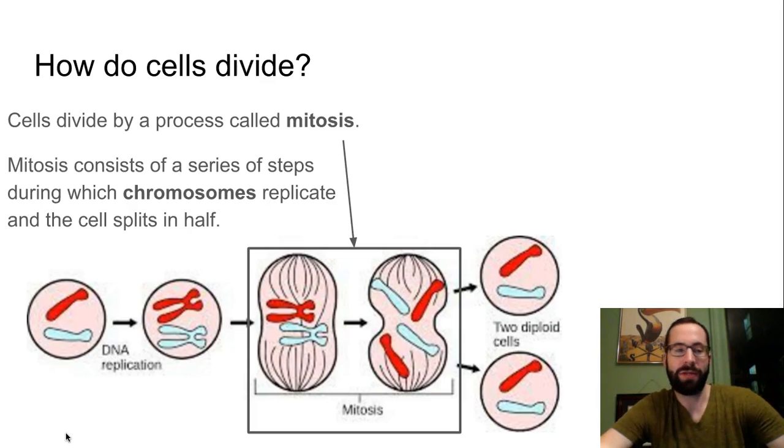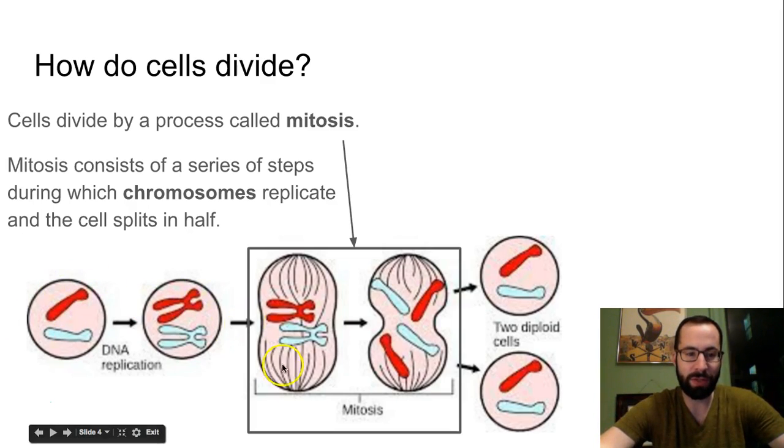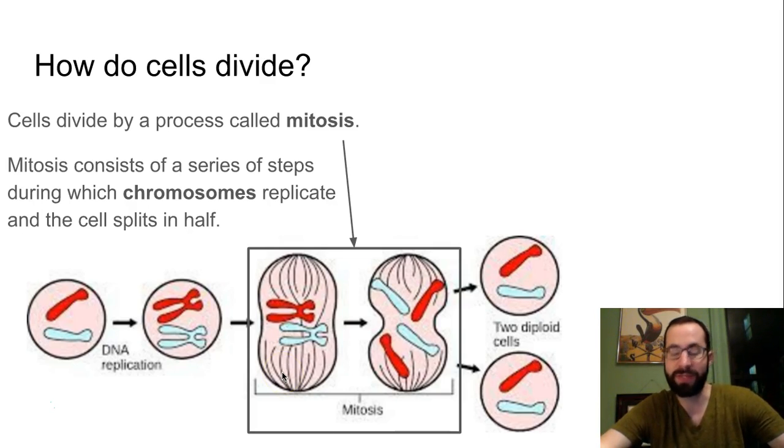So how do cells actually do this? Well, cells do a process called mitosis. But before mitosis happens, there's a number of things that need to occur. And we're going to get into that. What you need to know about mitosis at this point is that mitosis is a series of steps during which chromosomes, which are these things that you see here, replicate, and then eventually it ends up with the cell splitting in half.